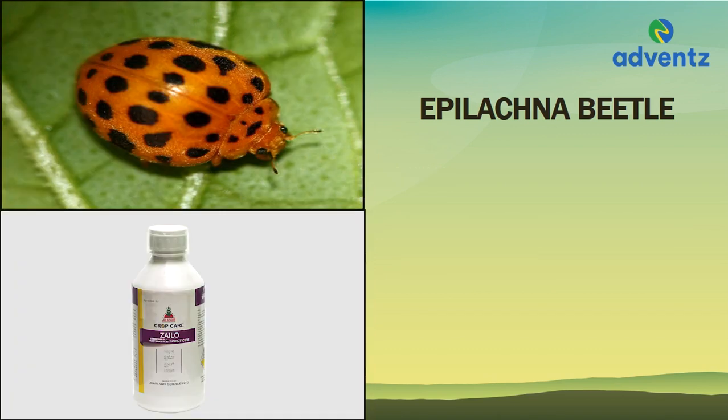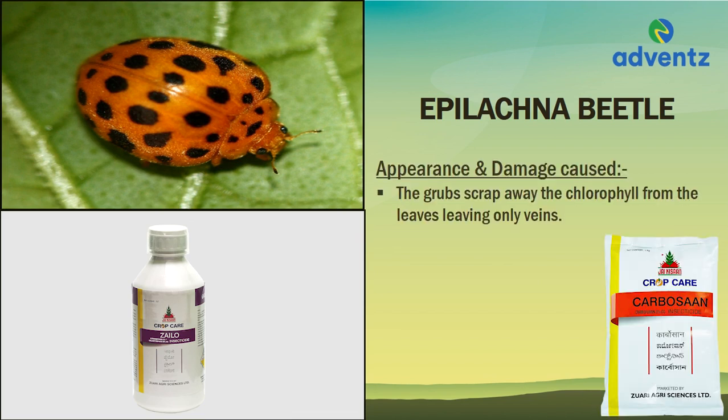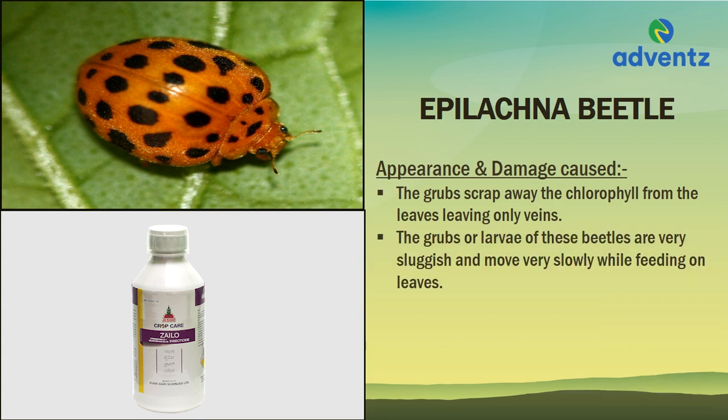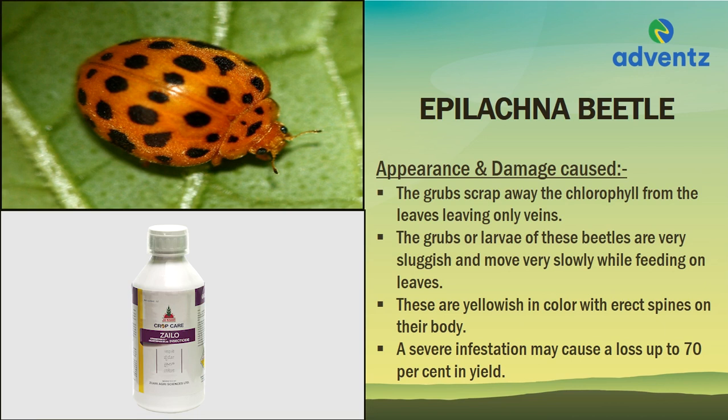What is the appearance and damage caused by the Epilachna beetle? The grubs scrape away chlorophyll from the leaves, leaving only the veins. The grubs or larvae of these beetles are very sluggish and move very slowly while feeding on the leaves. These are yellowish in color with erect spines on their body. A severe infestation may cause a loss of up to 70% in yield.